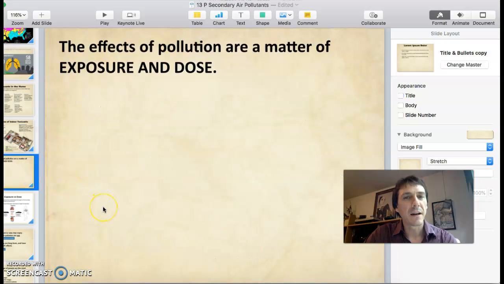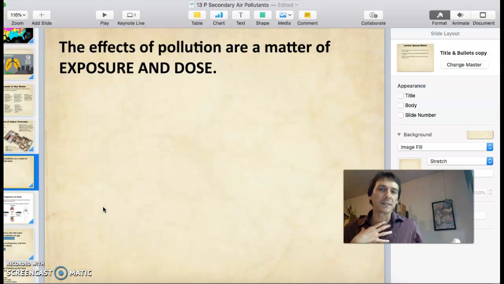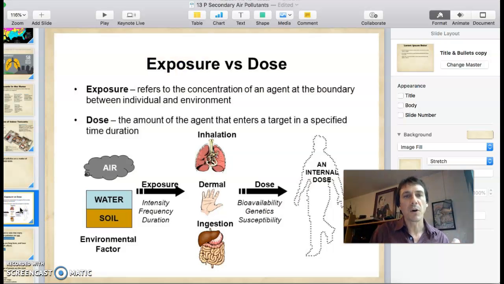All right, and the final thing, I just want to talk to you about exposure and dose, because the effects of pollution, what pollution does to us and does to animals and plants, is a matter of exposure and dose. So exposure is the concentration, how much of the agent is at the boundary between the individual and the environment. So exposure, how much am I being exposed to? And then the final thing is the dose. That's how much of it is actually entering over a specific time period.